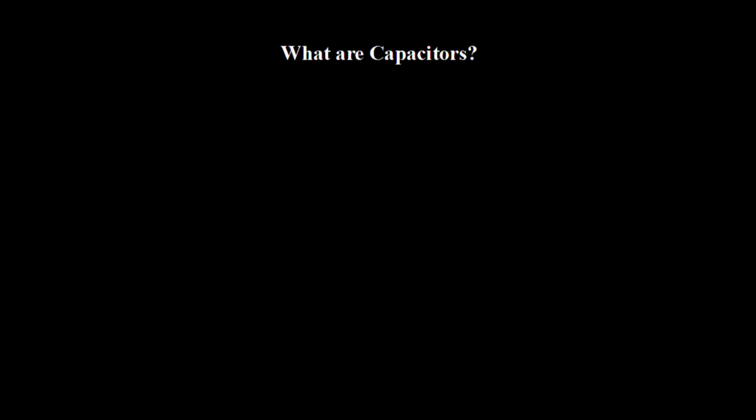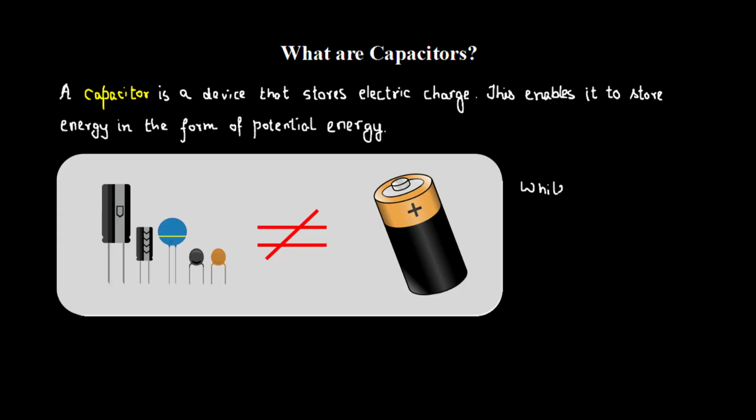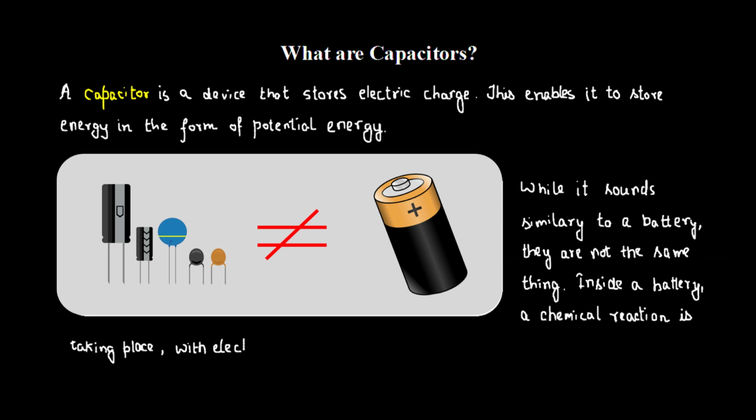What are capacitors? A capacitor is a device that stores electric charge. This enables it to store energy in the form of potential energy. While it sounds similar to a battery, they are not the same thing. Inside the battery, a chemical reaction is taking place, with electrons flowing in and out. In contrast, a capacitor is a passive device.